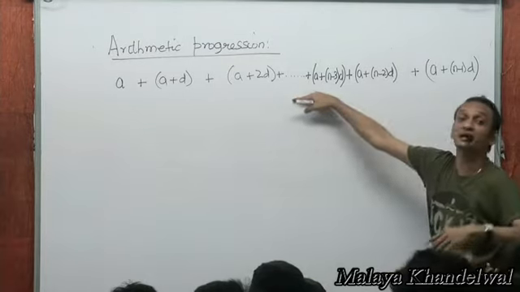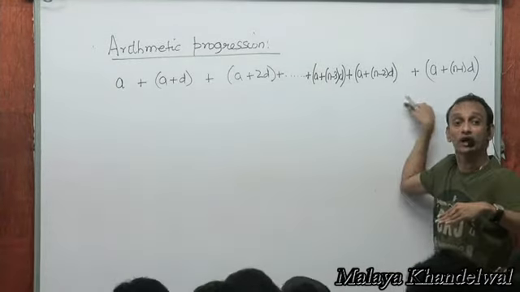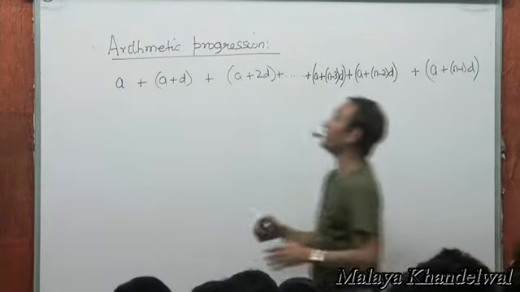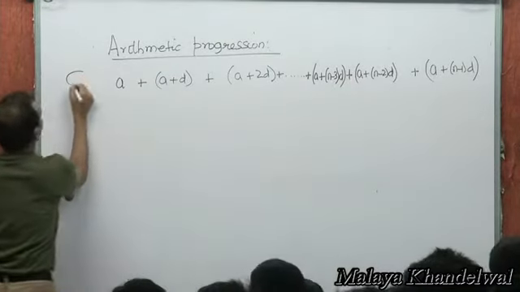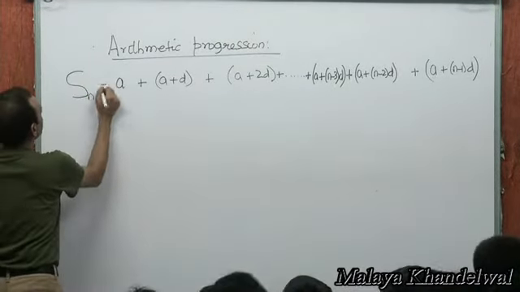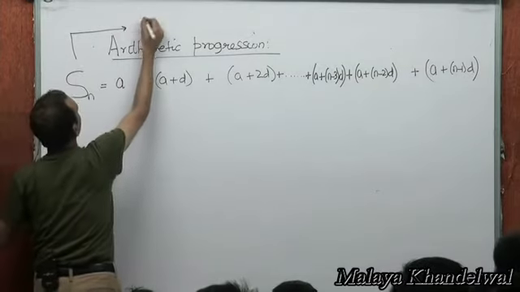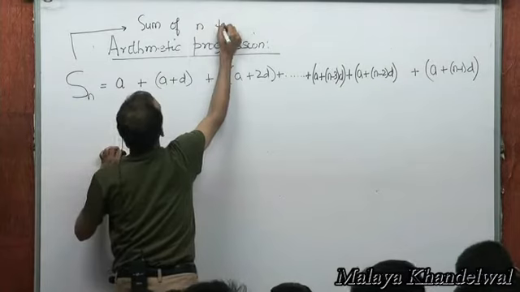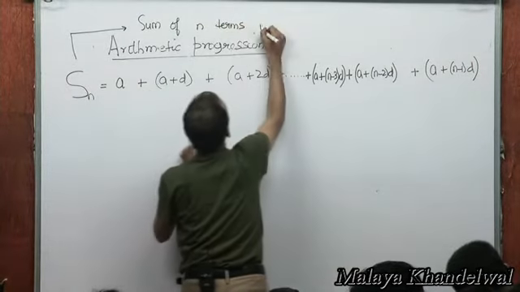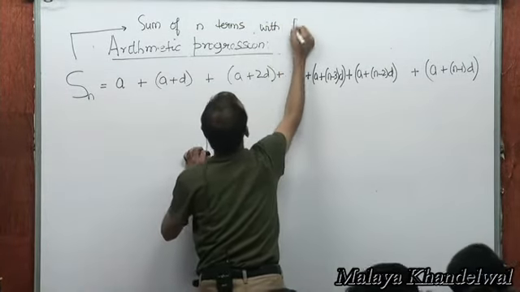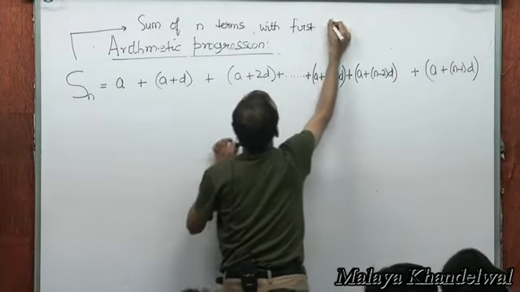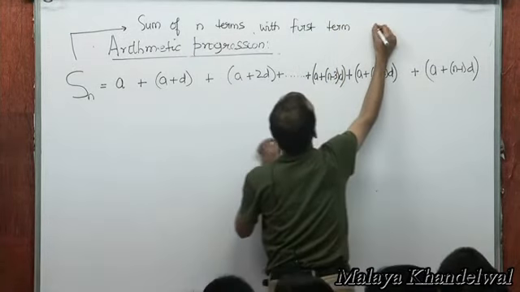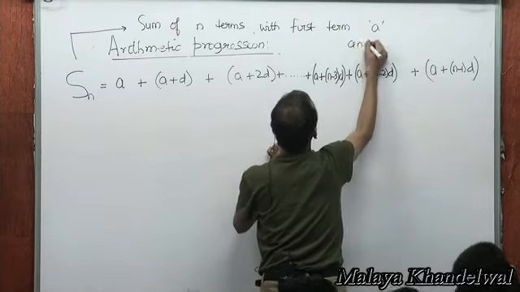I want to find the sum of n terms of this arithmetic progression. Sn is the sum of n terms with first term A and common difference D.